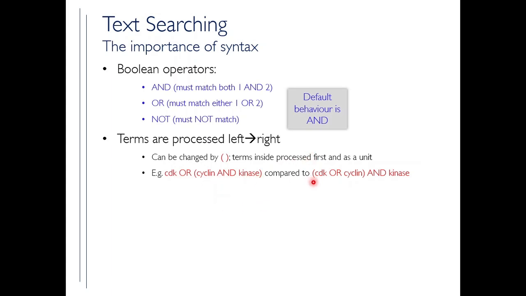That's reversed over here. So if you were to put brackets over CDK OR cyclin, it will do this initial search first, and from those results, it will then try and match with kinase as well.